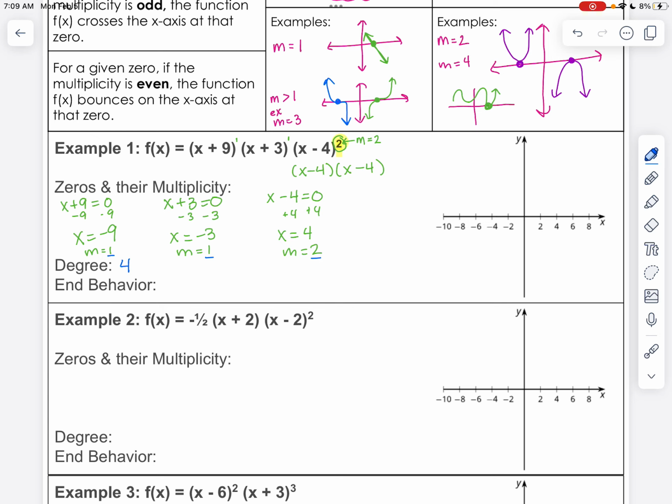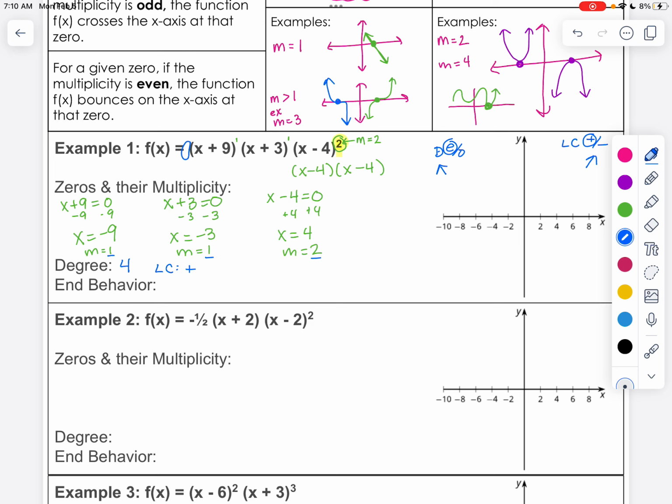And then the end behavior. Let's focus on the leading coefficient before we fill in end behavior here. The leading coefficient would be positive. We really just look in front of the first factor, and as long as there's no negative there, we can say it's a positive leading coefficient. So for leading coefficient, positive or negative, we have a positive leading coefficient. This end will point up. Degree, even or odd: the degree is even, which means both ends will point the same direction.